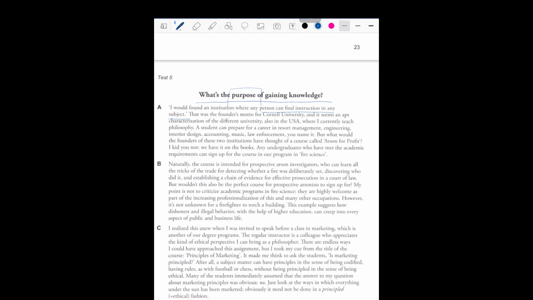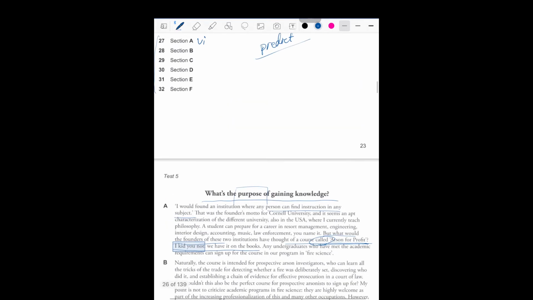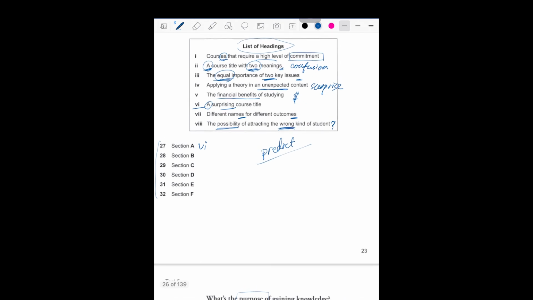Okay, and then that's the first 2 sentences. Let's look at the last 2 sentences. But what would the founders of these 2 institutions have thought about a course called Arson for Profit? I kid you not, we have it on the book. It sounds like the author believes the reader may not believe it. Arson for Profit, obviously, that's the title of the course. So the heading for paragraph A would be a surprising course title.